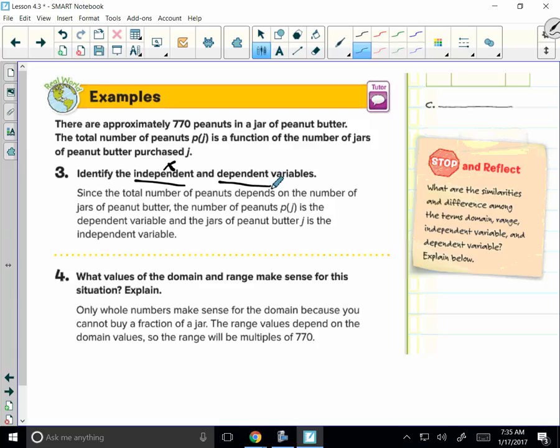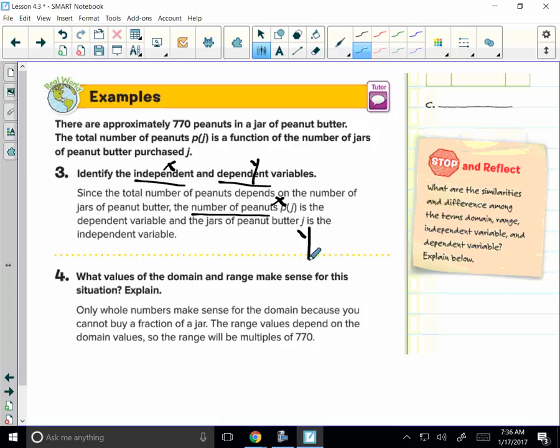Dependent, this is pretty much your answer. It's your y. All right. So right here it says, since the total number of peanuts depends on the number of jars of peanut butter, the number of peanuts, P of j, is the dependent variable. So that means number of peanuts is our y value. And then the jars of peanut butter, j, is our x value.